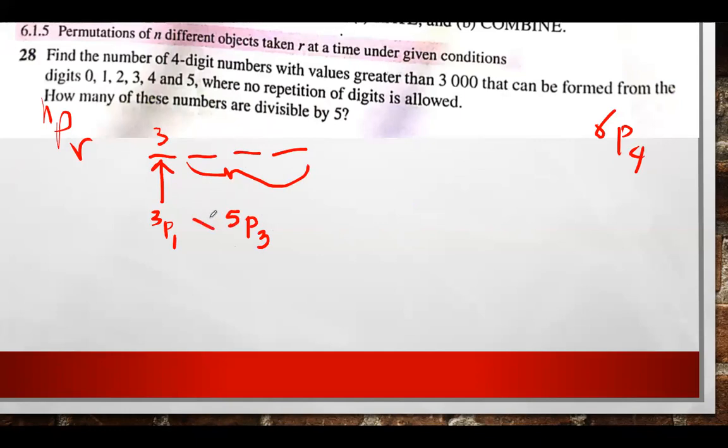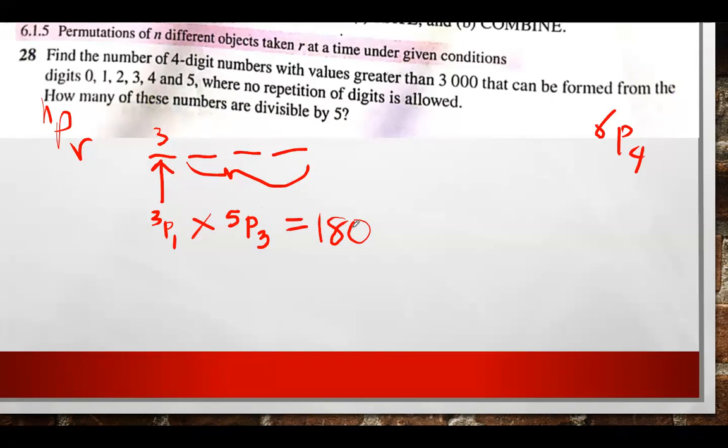Okay, so my answer will be this one, 3P1 for the condition. And this is the no condition one. Okay, so this will be 5P3. So 3P1 times 5P3 will give me the answer 180.